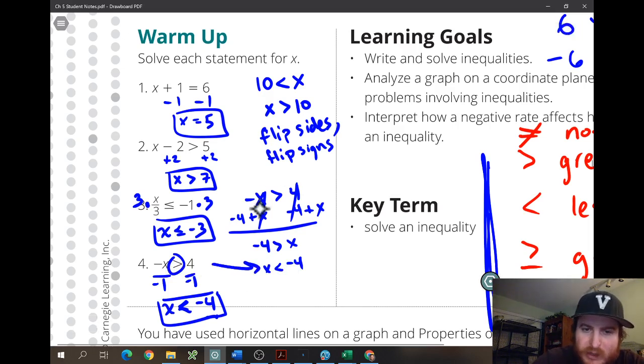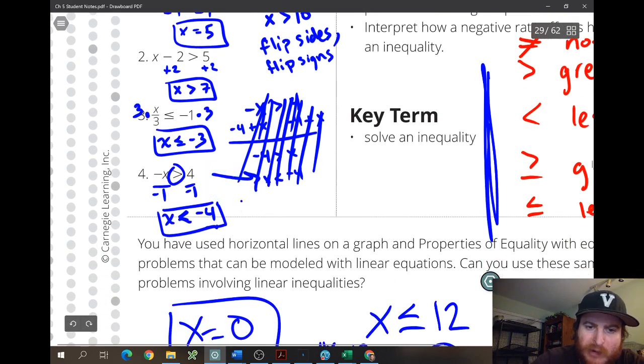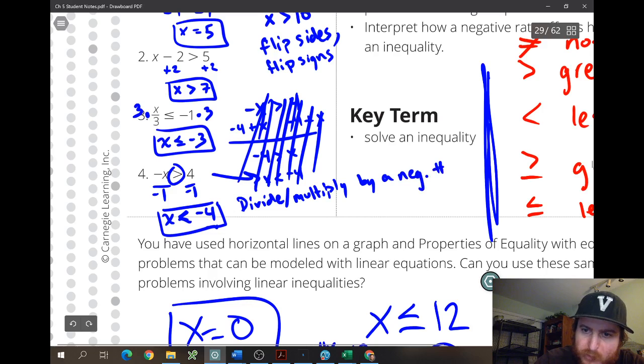Now, instead of doing this really long process, we're just going to remember that whenever you divide or multiply by a negative, you flip signs. So we can write that as a rule if you don't know that rule from 8th grade. If you know that rule, that's great, but I'm going to write it in. When you divide or multiply by a negative number, so it works for multiplying too, flip the inequality sign.